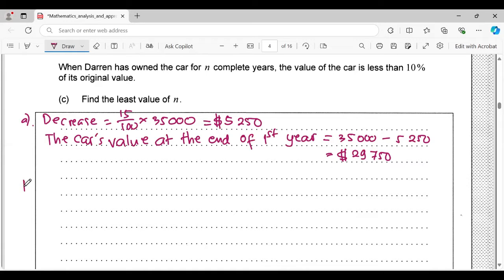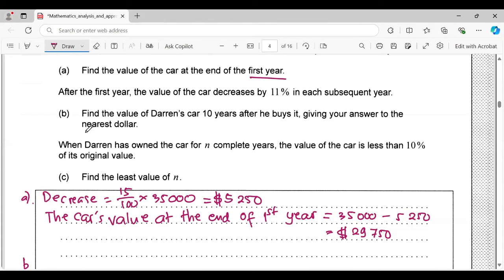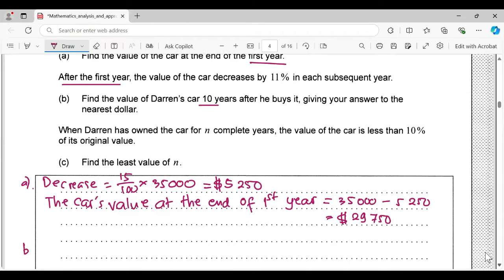Next, part B. After the first year, the value of the car decreases by 11% in each subsequent year. Find the value of Darren's car 10 years after he buys it, giving your answer to the nearest dollar.